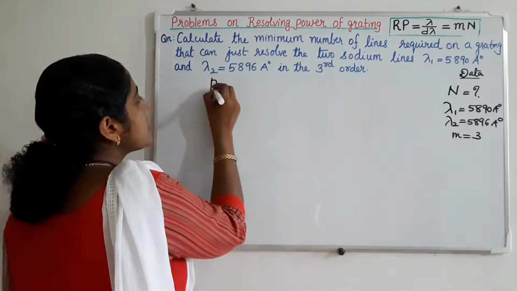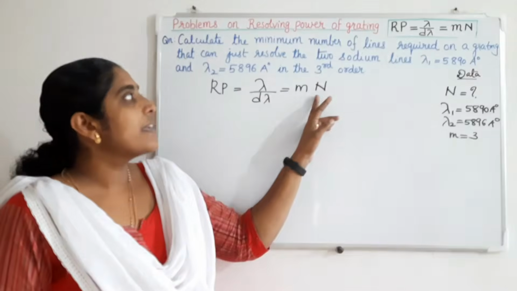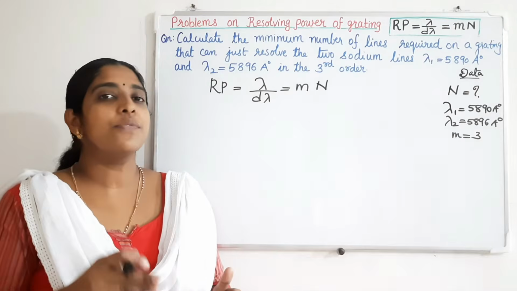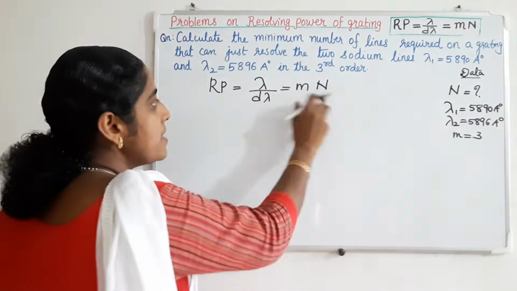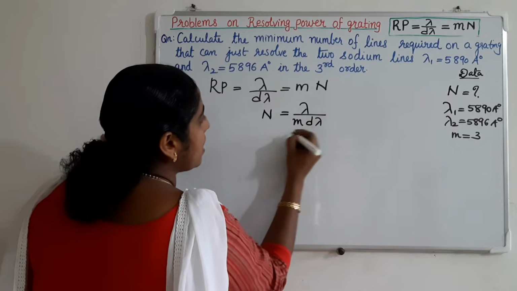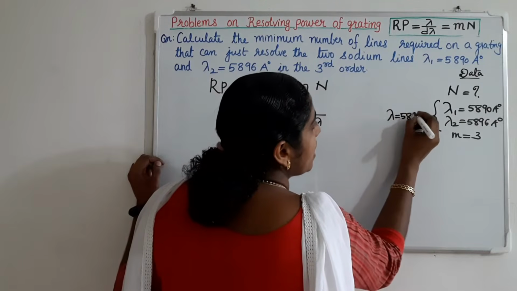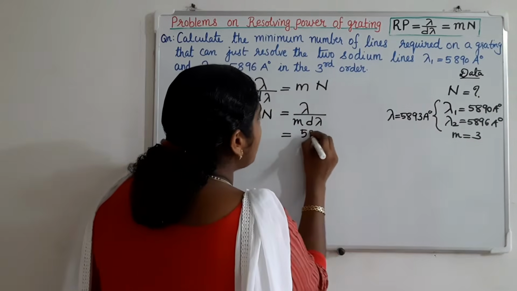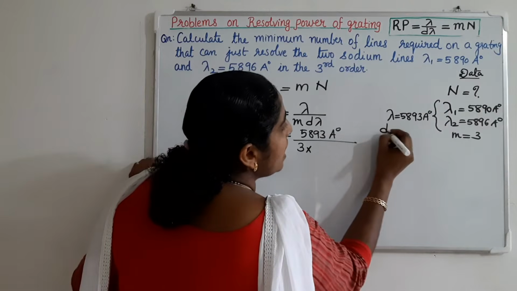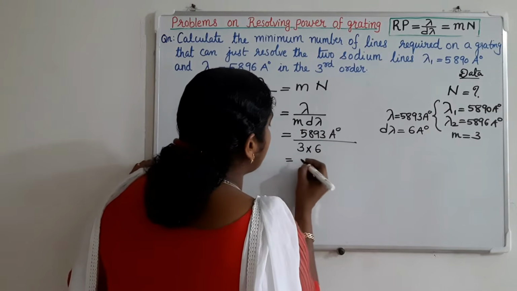So the resolving power expression is lambda by d lambda is equal to mn. Here we want to find the minimum lines required. Minimum number of lines on the grating means the two spectral lines are just resolved. So from this expression, n is equal to lambda divided by m d lambda, where lambda is the average of these two wavelengths, that is 5893 Angstrom, divided by m which is 3, into d lambda, the difference between these two, that is 6 Angstrom.